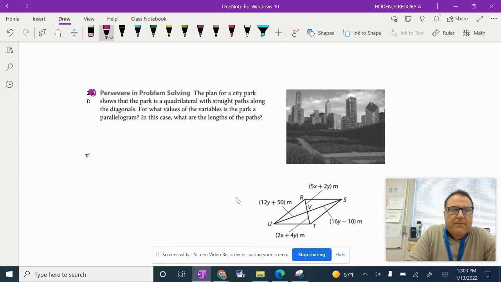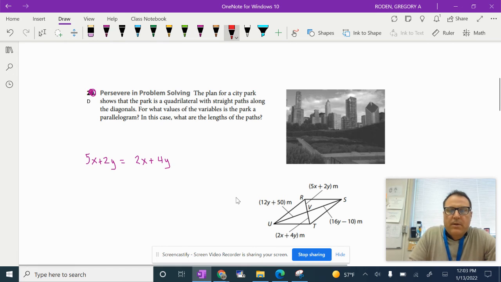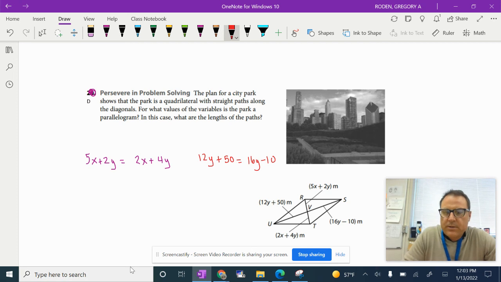So that would mean that 5x plus 2y equals 2x plus 4y. And that would also mean, I'll do that one in red, that 12y plus 50 equals 16y minus 10. So your job right now is to go ahead and solve these two equations. Pause. Solve these two equations. Just do it in your notebook and see if you get them right. Go ahead. Hey, welcome back.